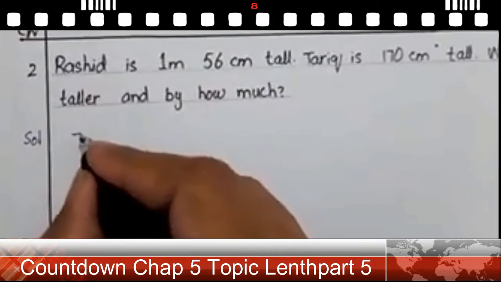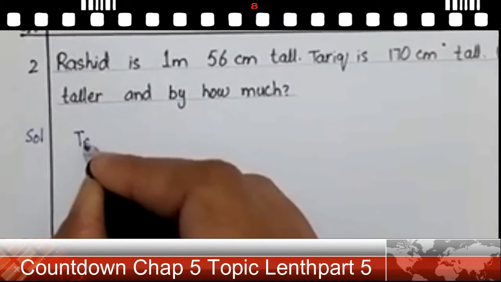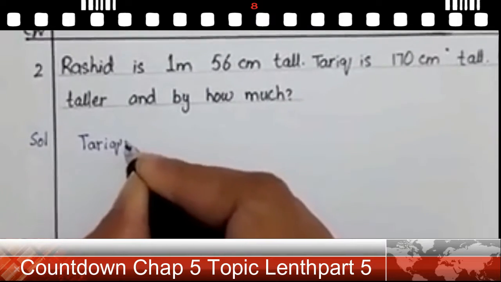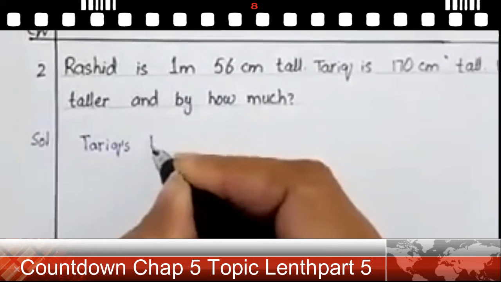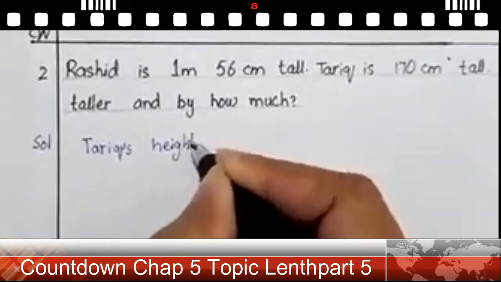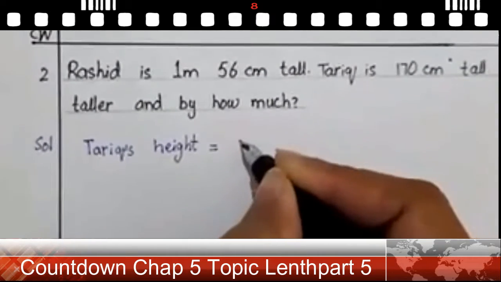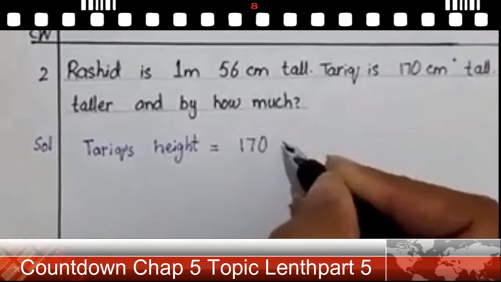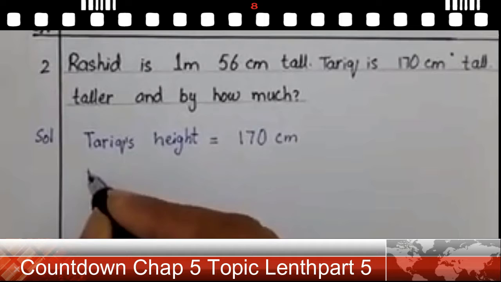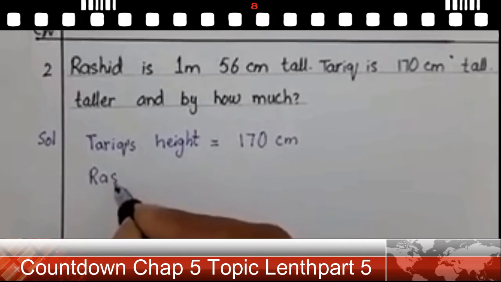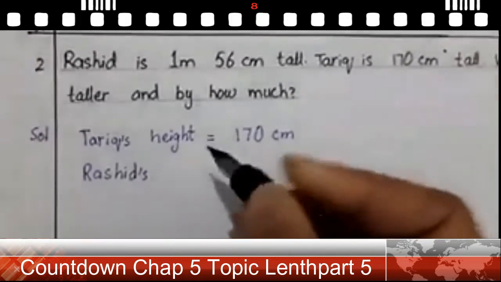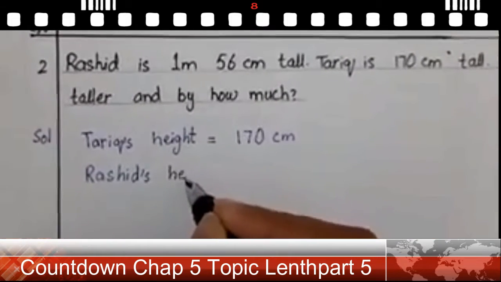We will write in the solution Tariq's height. Tariq's height equals 170 centimeters. Okay boys. Now whose height? Rashid's. Rashid's height.